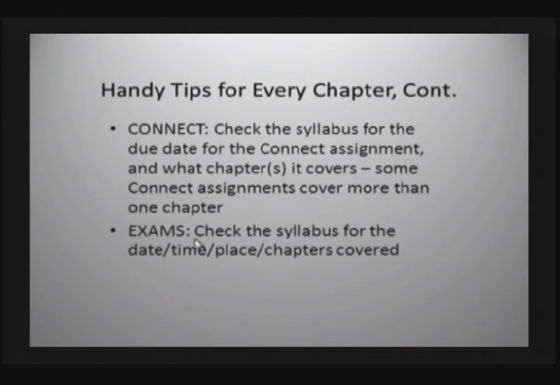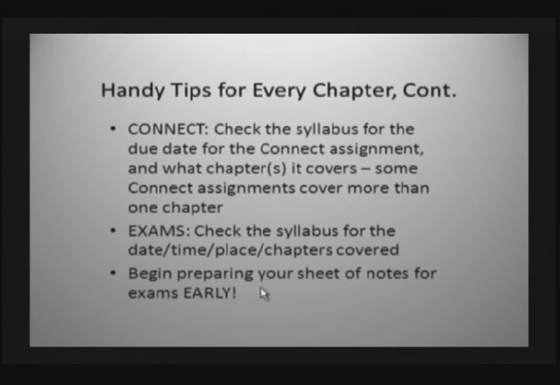For the exams, you should check the syllabus for the date, time, place, and the chapters covered for each exam, and you should begin studying early. We allow you to use a half sheet of notes on the exams, and you should start preparing that early. For the final exam, we'll give you a specific sheet that you'll need to use, but for the other exams during the course, you can use a half sheet of notes as indicated on the syllabus.